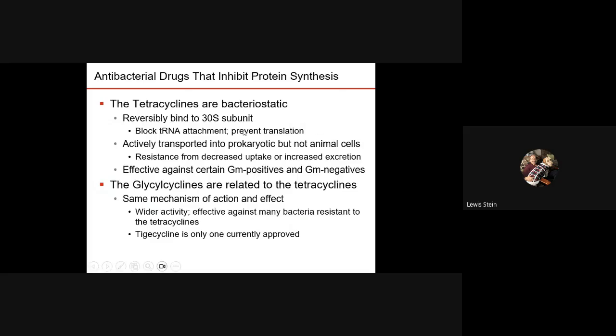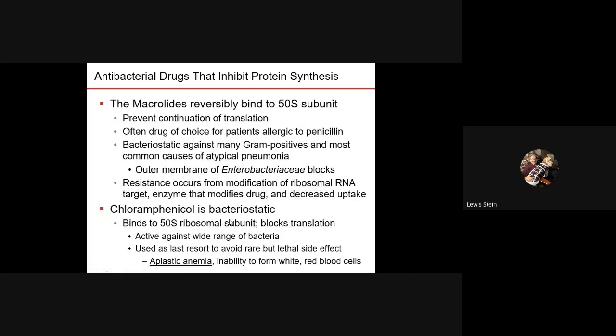I am not familiar enough with these glycylcyclines. They've been around for a while. One is approved, and it's in the same category. I wouldn't ask you about that. This is, of the ones I'm telling you about, certainly the one we use the most. They're called macrolides.